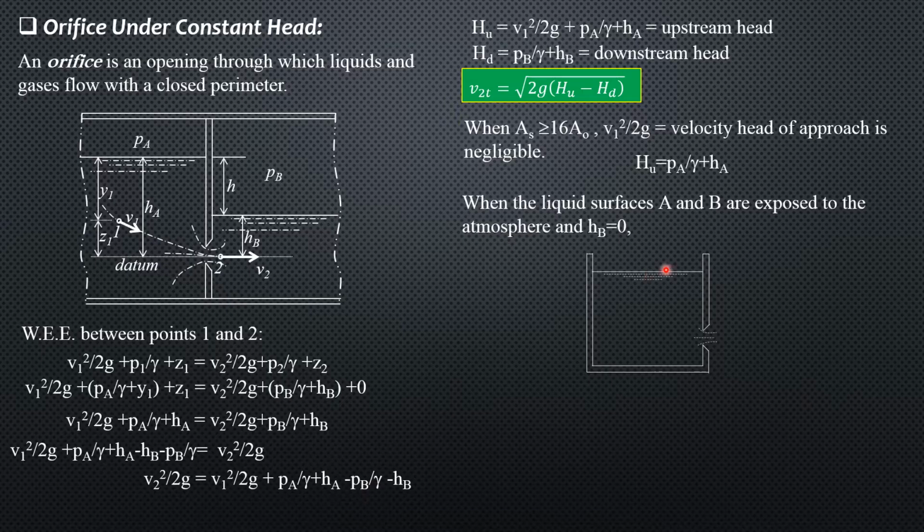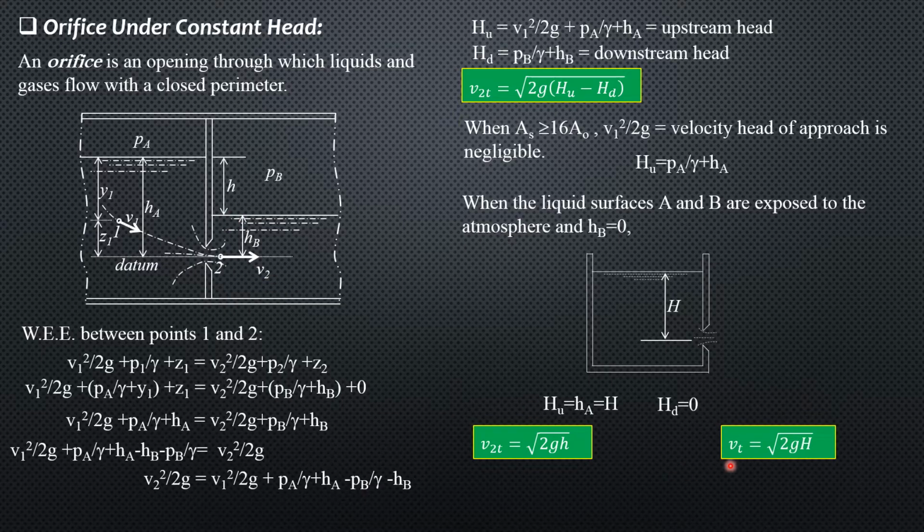So we have surfaces exposed to the atmosphere and there is no H sub B anymore. That is, the upstream head consists of big H and the downstream head is 0. Or the upstream head consists only of small h, then downstream head is 0, then the theoretical velocity becomes square root of 2g times small h from this original figure, if both A and B are exposed to the atmosphere and there's no H sub B.